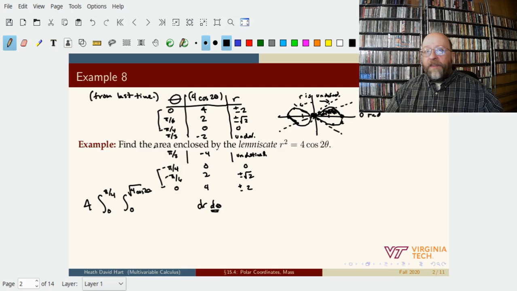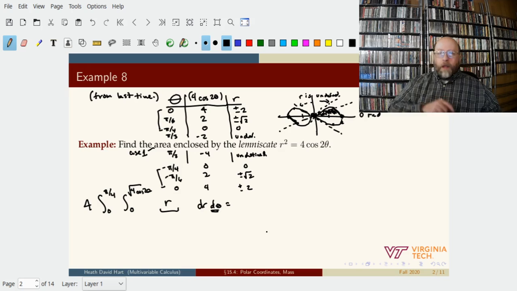And then since we're trying to find area, what goes in here is just an r. For area, we always use 1. But when we're integrating in polar coordinates, we have to take our function and multiply it by r. So this is a 1 times r that's going on here. Okay? All right, so we have set up this integral.